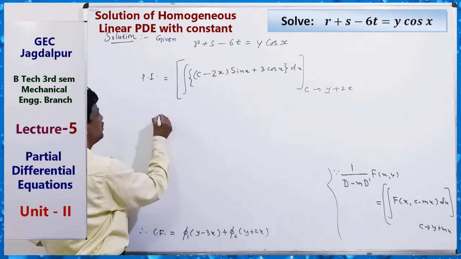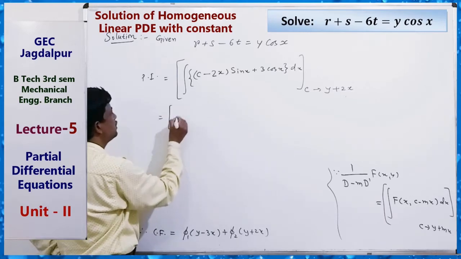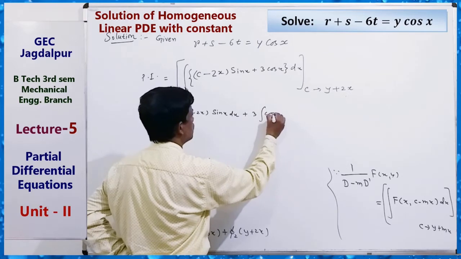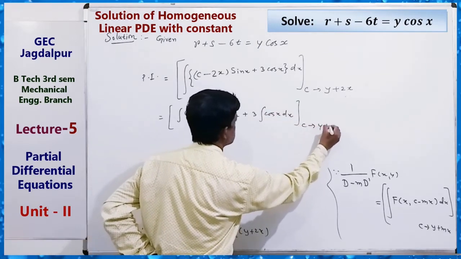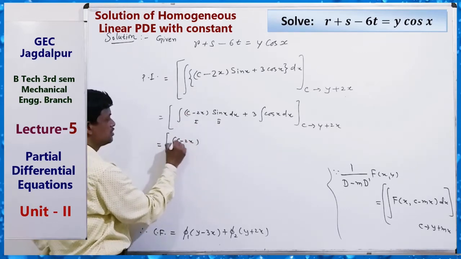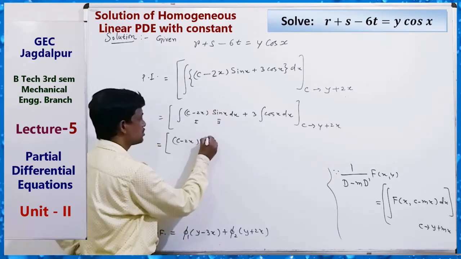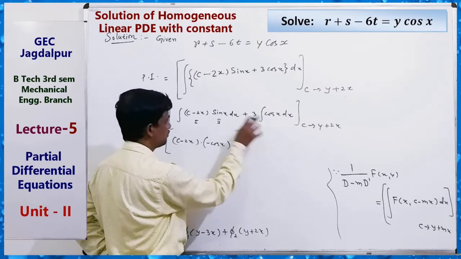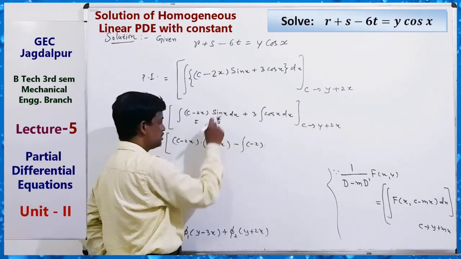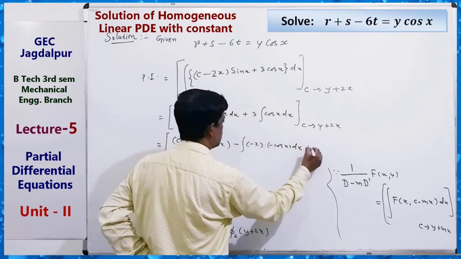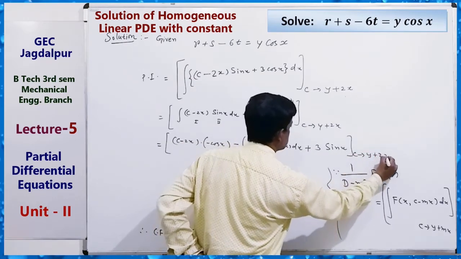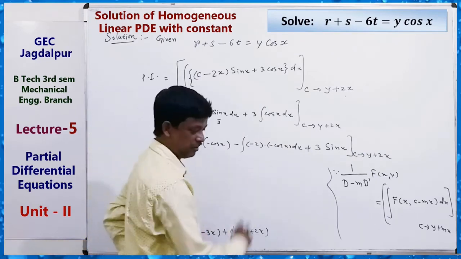Now we have to solve this integral. The first integral: integration of c minus 2x into sin x dx plus 3 integration of cos x dx, c tending to y plus 2x. Here first function c minus 2x, second function sin x. Integration of sin is minus cos x, this is the first part, minus integration of differentiation of first, minus 2, integration of this, minus cos x dx plus 3 integration of cos, sin x. Clear? We are just using this general formula.